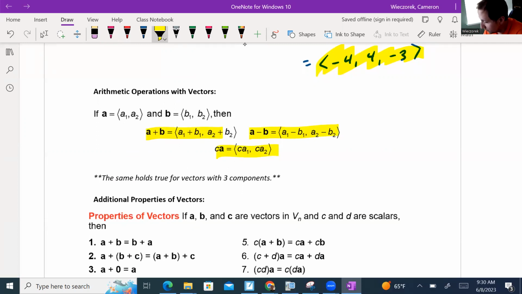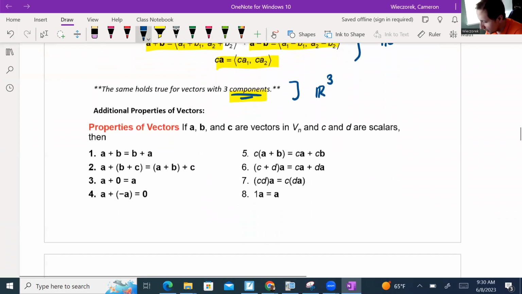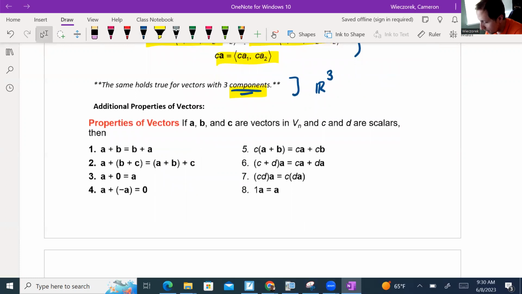And the same would be true if you were working with a vector in R3. So this is for R2. If you added a third component into the vector, you would just have to do this one more time. Some other properties of vectors, you can read through these on the notes. I'll just point out a few. This is the commutative property that we talked about earlier. This is the associative property.